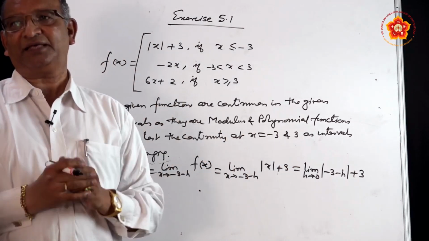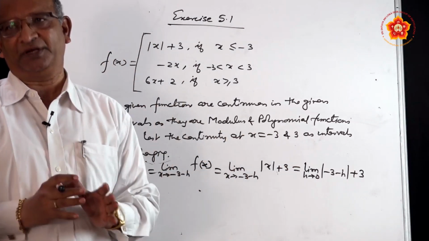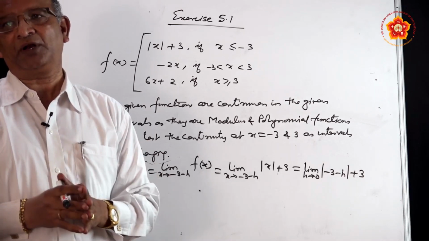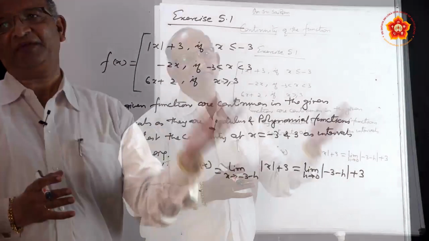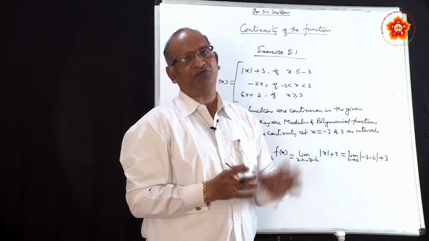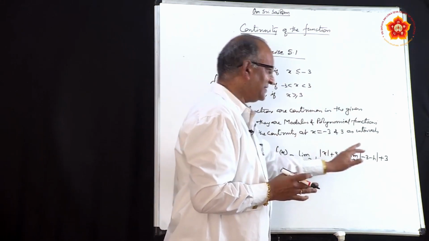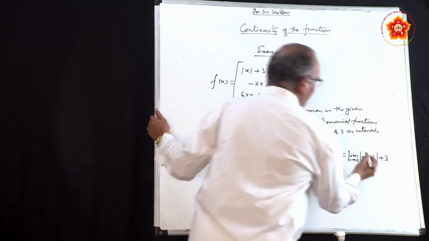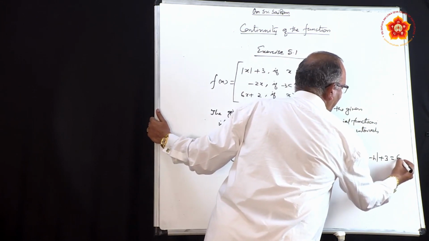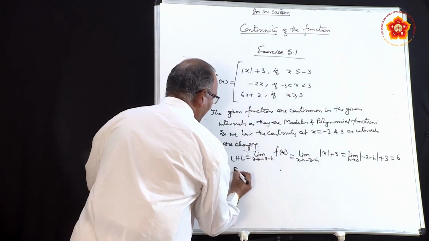What is modulus of any number? It is always a positive number. That's the speciality of the modulus function. Modulus of minus 5 is 5, modulus of 5 is also 5. So modulus of minus 3 is 3, and 3 plus 3, you get the answer 6. Find out the right hand limit.